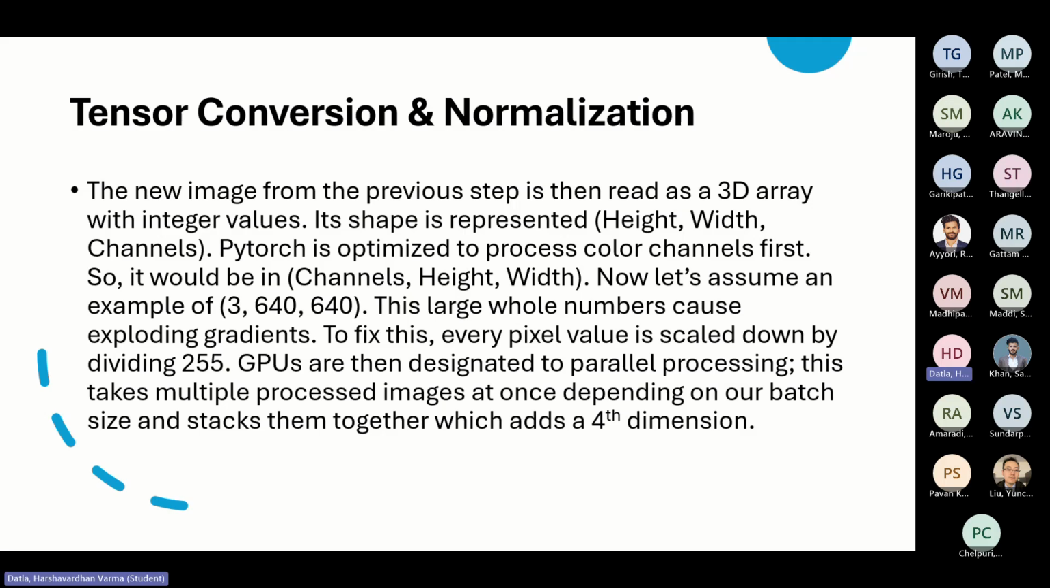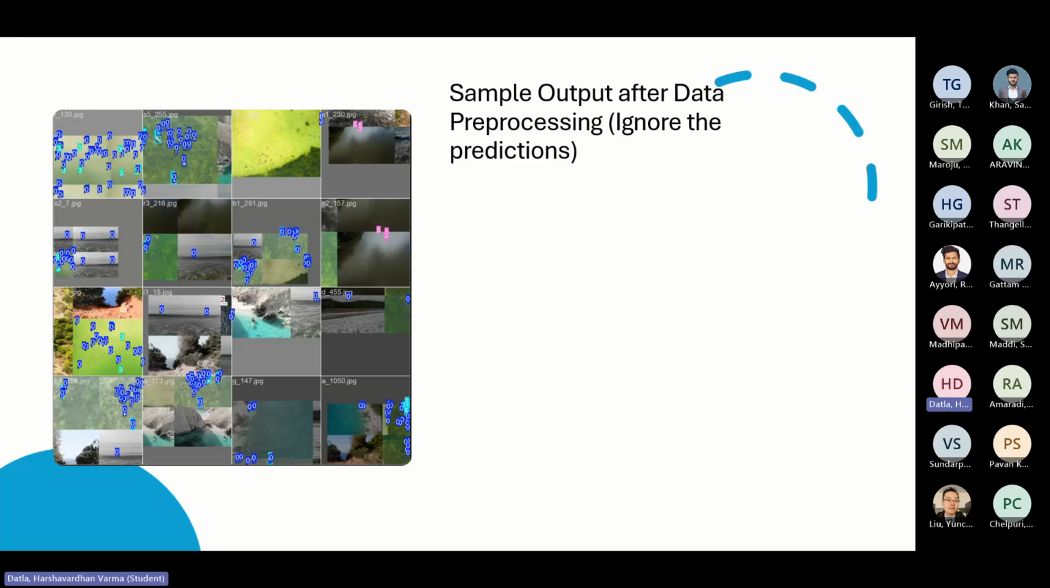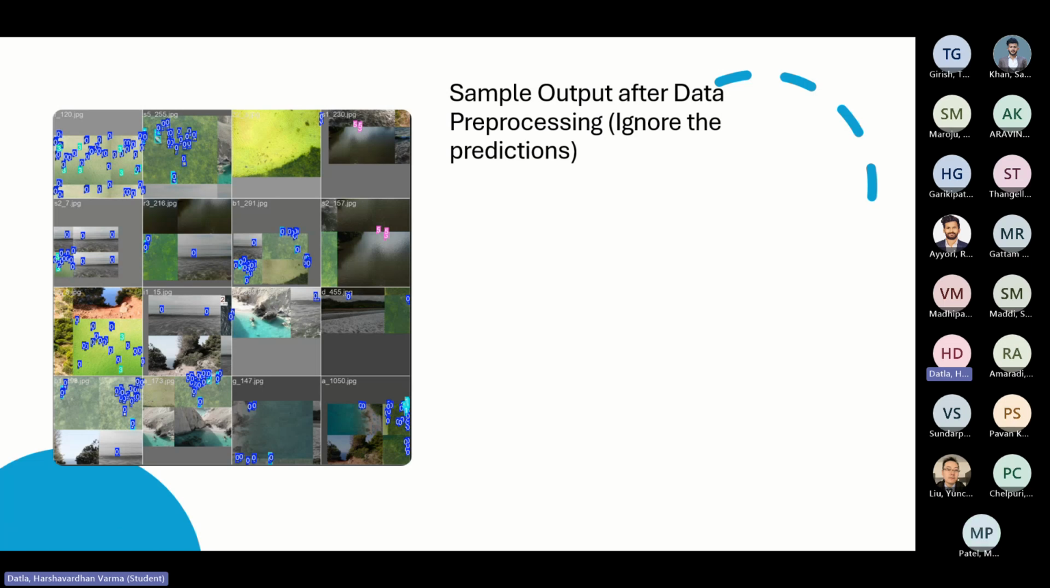GPUs are then designated to parallel processing, which takes multiple processed images at once, depending on our batch size, and stacks them together, which adds a fourth dimension. So this is the sample output. As you can see, the images have been scaled down and reattached together. If you look at the first row, fourth column image, it shows how the center is offset. The same can be seen in the other images as well, on how they are strung down and stitched together in order to form a complete image.